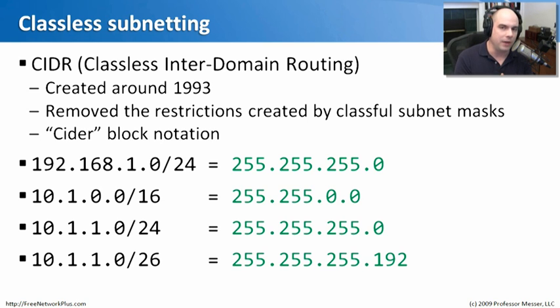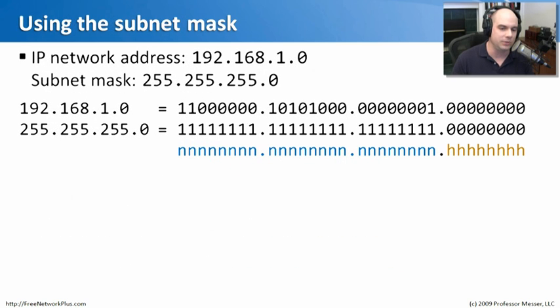But notice that the boundaries aren't at these 255 numbers anymore. We could have a subnet mask that uses 26 bits. And if we converted that out into something that was decimal, that would represent 255.255.255.192. Well, this opened up a lot of different ideas for us. We could have a lot of different sized networks with a lot of different sized hosts on them.